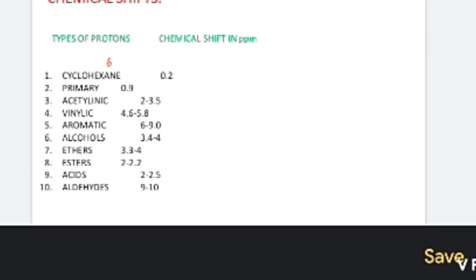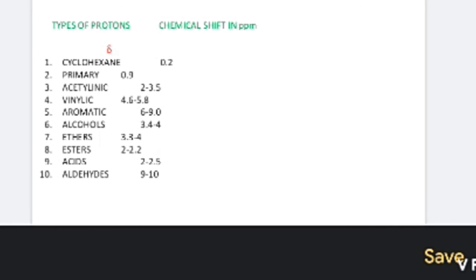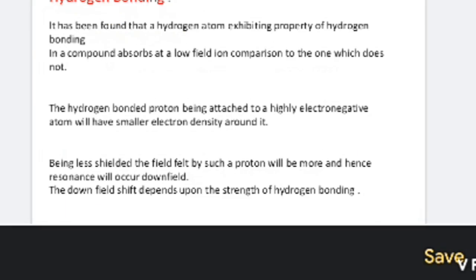Vinylic protons 4.6 to 5.8. Aromatic protons 6 to 9. Alcohols 3.4 to 4. Ethers 3.3 to 4. Esters 2 to 2.2. Acids 2 to 2.5. Aldehydes 9 to 10. So these are the chemical shifts.